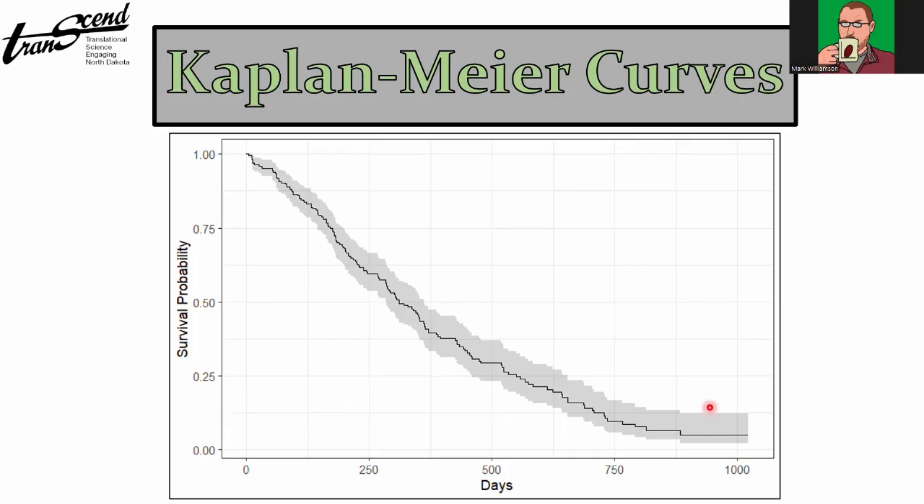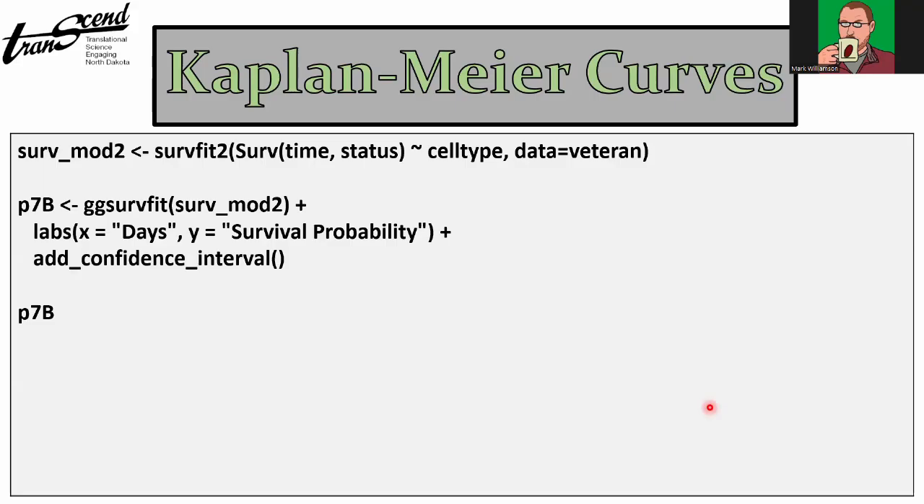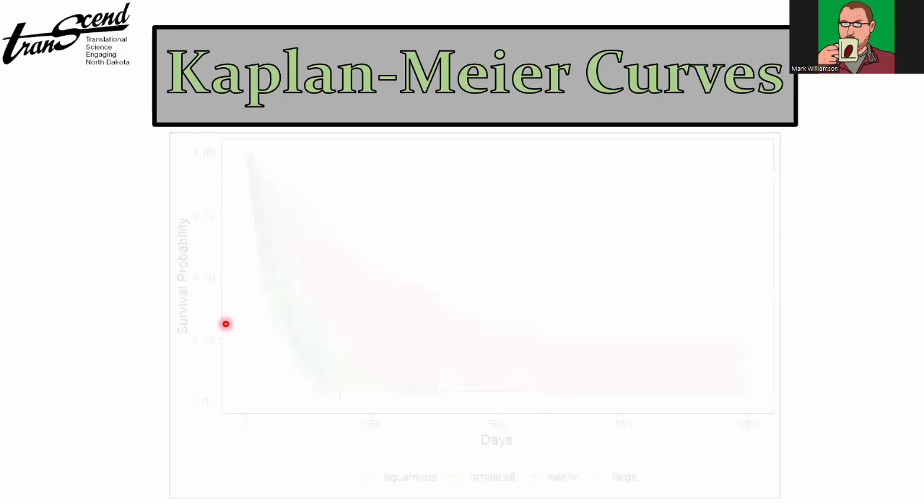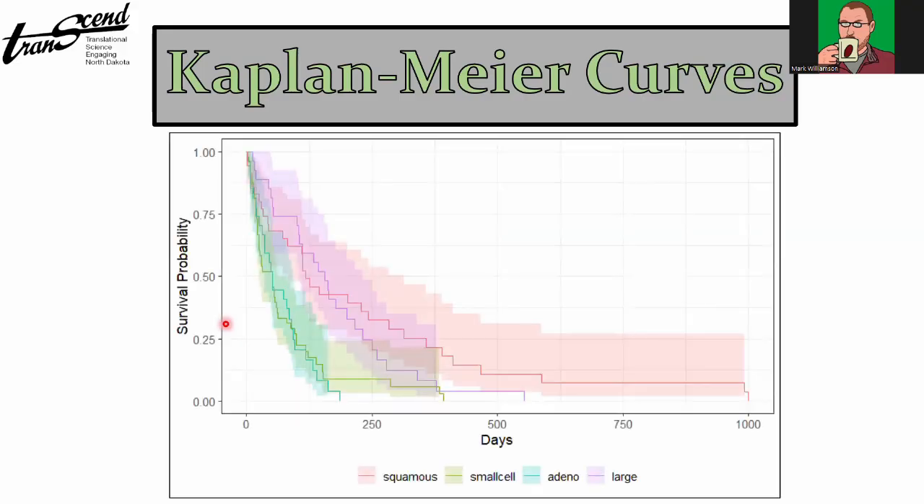Now, this is interesting, but we can do better. We can look across categories. So we're going to use the veteran data set, very similar, and create a survival model. But instead of a tilde 1, we're going to use a categorical variable here, cell type, so we can look at survival curves across cell type. Because usually that's probably what you're doing with Kaplan-Meier curves: looking at different survival rates across treatment, across group, across whatever. We can do the same thing here, label it, add confidence intervals, and voila, we get this.